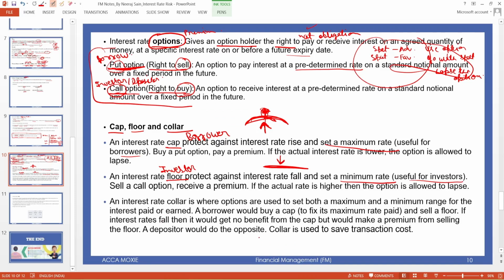Okay, if you are an investor and borrower both, then you can use a collar, which means simultaneously buying the cap and floor. Which means you are protecting against the interest rate rise, and also protecting against the interest rate decrease. So the interest rate cannot go here and cannot go here. So an interest rate collar is where options are set with both a maximum and minimum range. Over the cap, the maximum rate is paid, and between the cap and floor there is no benefit. The cap will carry a premium, and selling the floor helps save transaction cost.